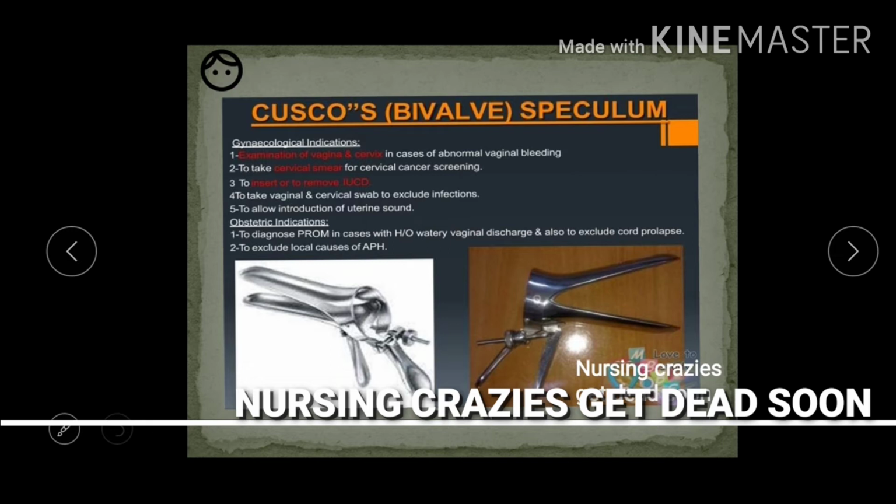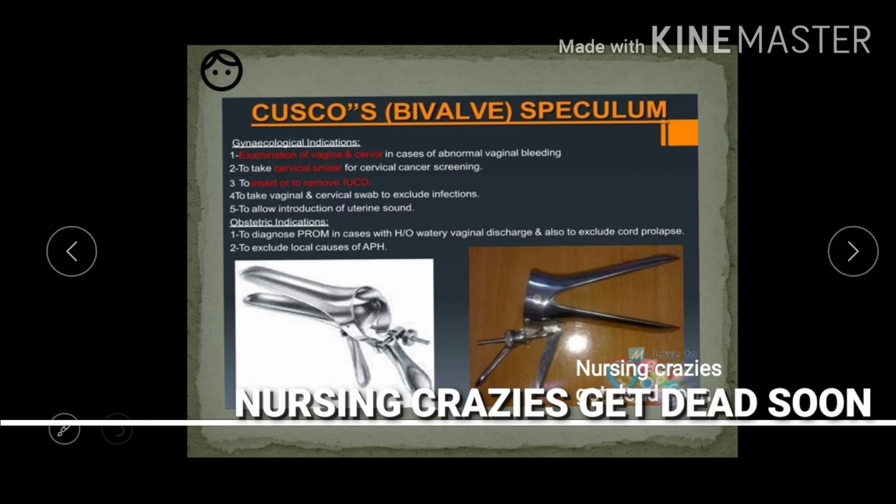So this is a type of self-retaining retractor, in which the examiner can easily visualize the internal bleeding points and the origin of bleeding. And the other name of this speculum is self-retaining retractor also.